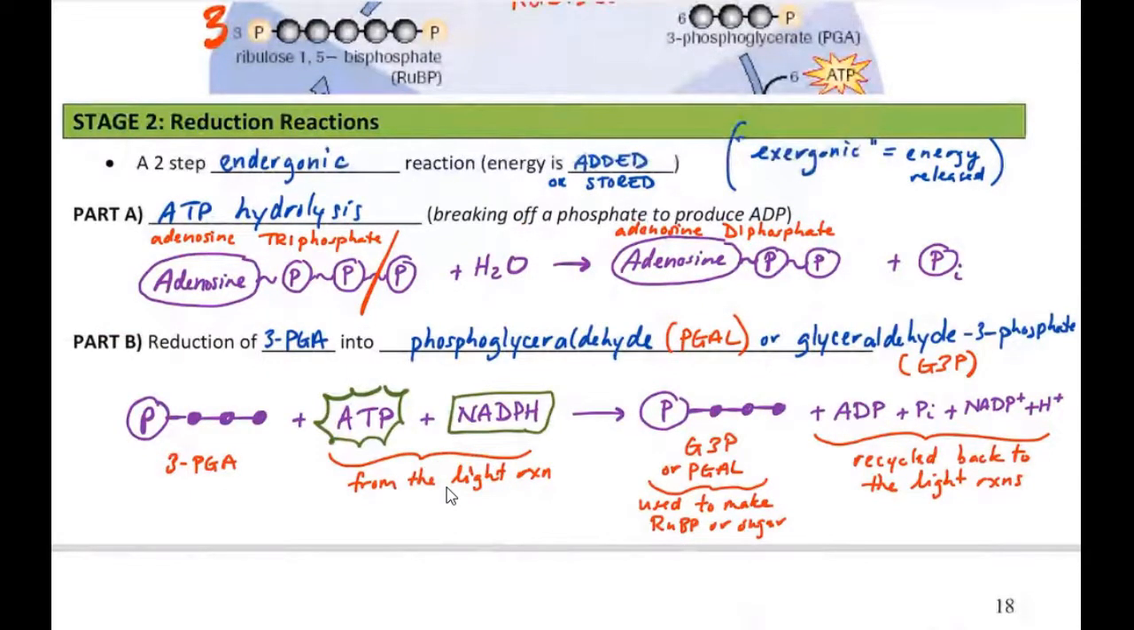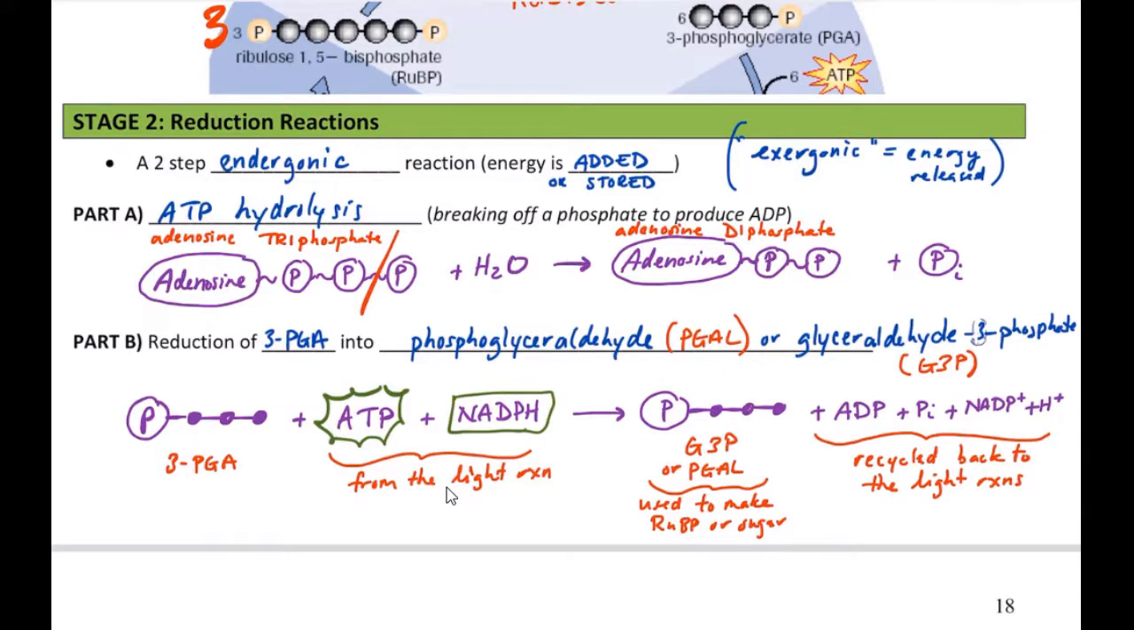There are 2 names for the main thing that we're making here, for that half sugar that we care about. We can call it PGAL, or we can call it G3P. The difference in the name is whether you're being very specific or not. Notice it's a glyceraldehyde. That's the main carbon structure of it. Okay? Glyceraldehyde is in both names. They're both phospho because they have a phosphate attached. So it's either phosphoglyceraldehyde, PGAL, or glyceraldehyde 3-phosphate.